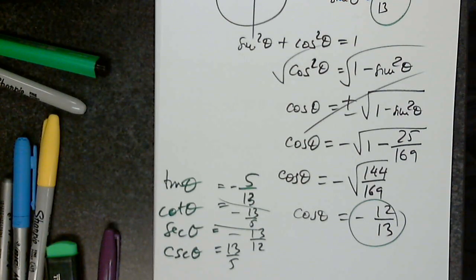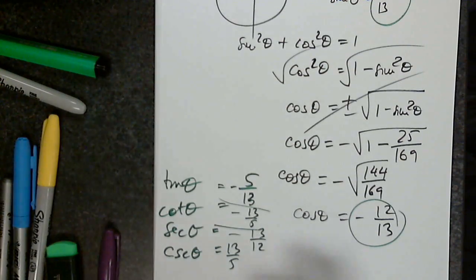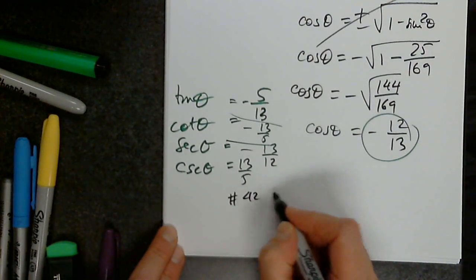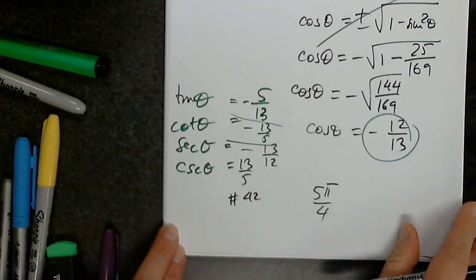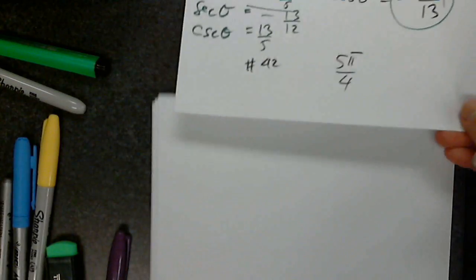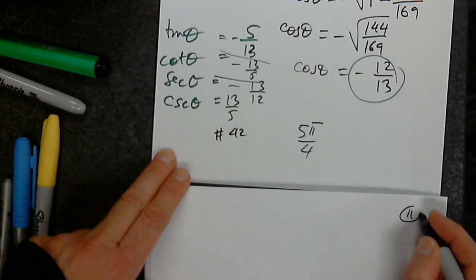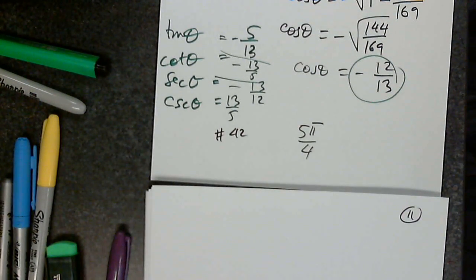Yeah. Okay. Good. Find the reference angle. 35 through 49. Let's look at 42. And we are given 5 pi over 4. We're asked to find the reference angle. We did that last time. I didn't wait till this section because I needed it.